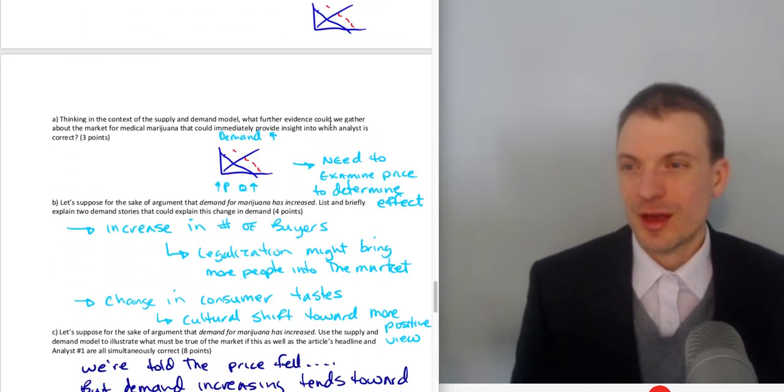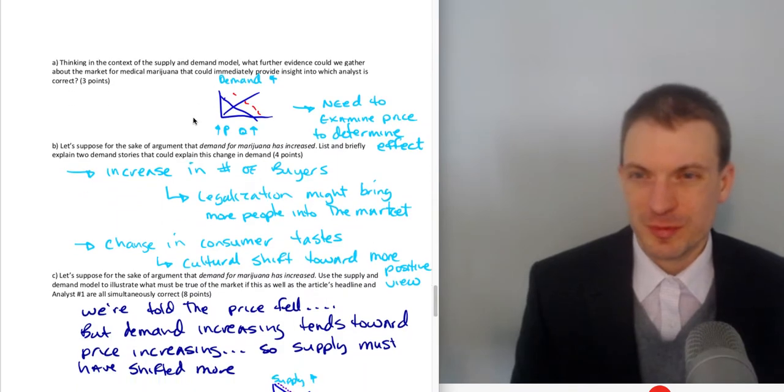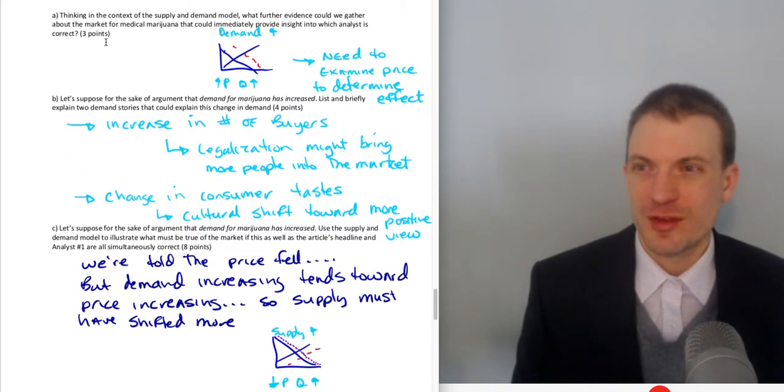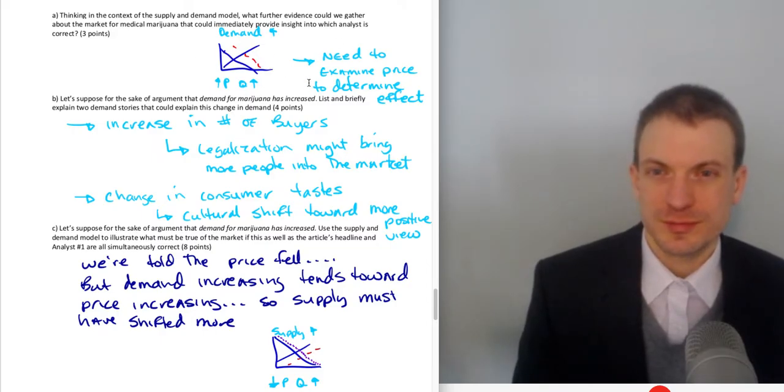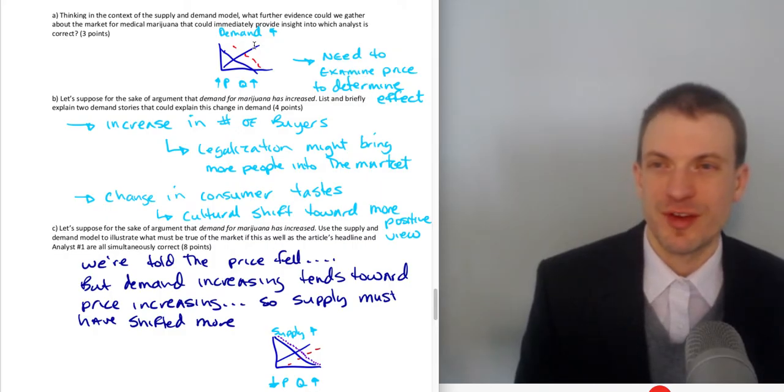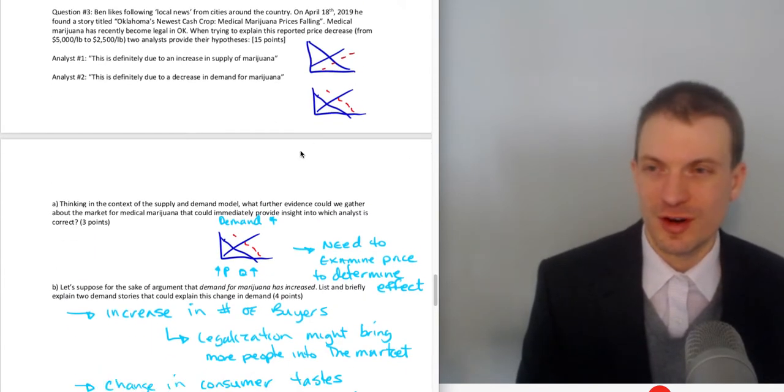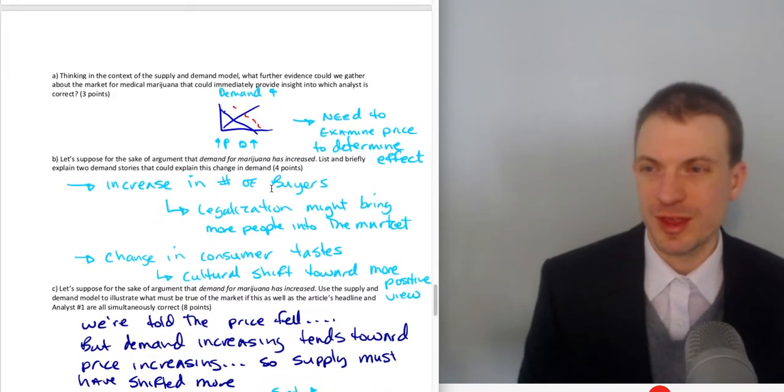Anyway, in the context of the supply and demand model, what further evidence could we gather about the market that would immediately provide insight into which analyst is correct? Well, we need to determine the price effect. And here I just took this picture and I wrote the same thing down here.